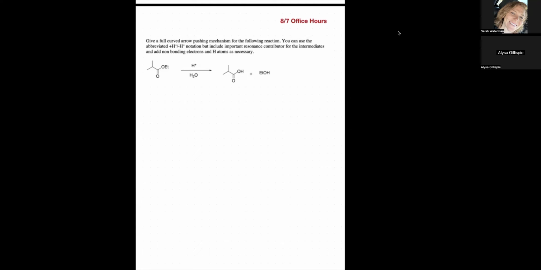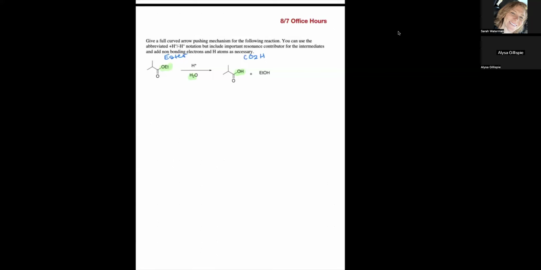So what we have here is basically a hydrolysis reaction, right? So we're going from an ester to a carboxylic acid, right? So this is our hydrolysis reaction. What we need to consider is that this group needs to leave in order for us to add water and OH.